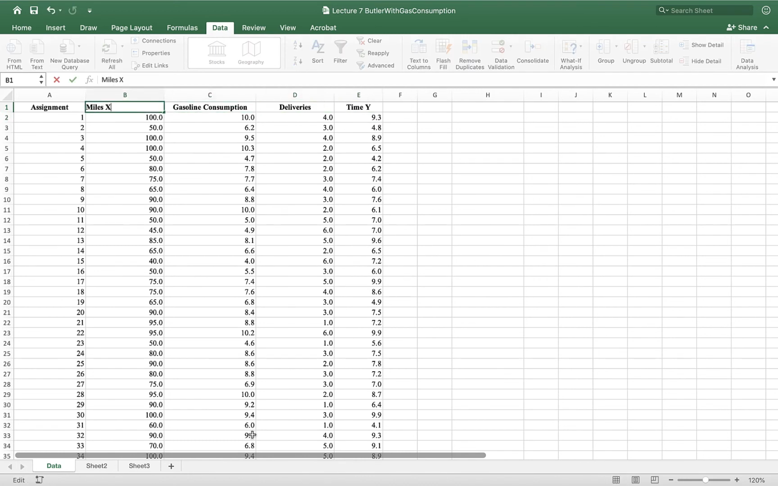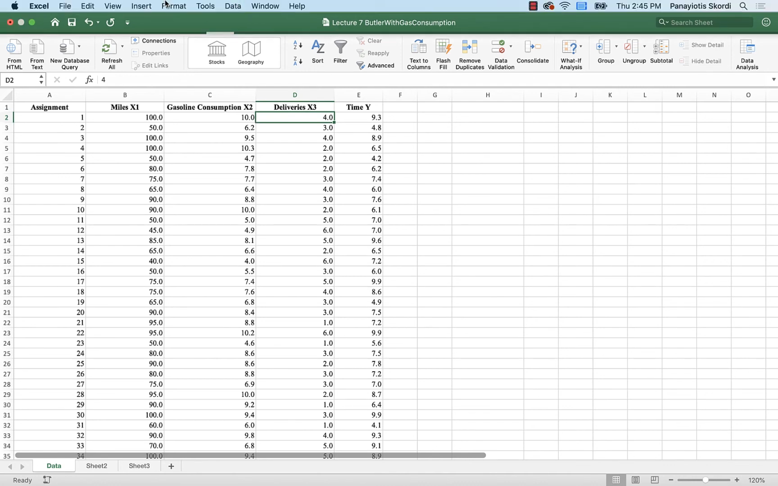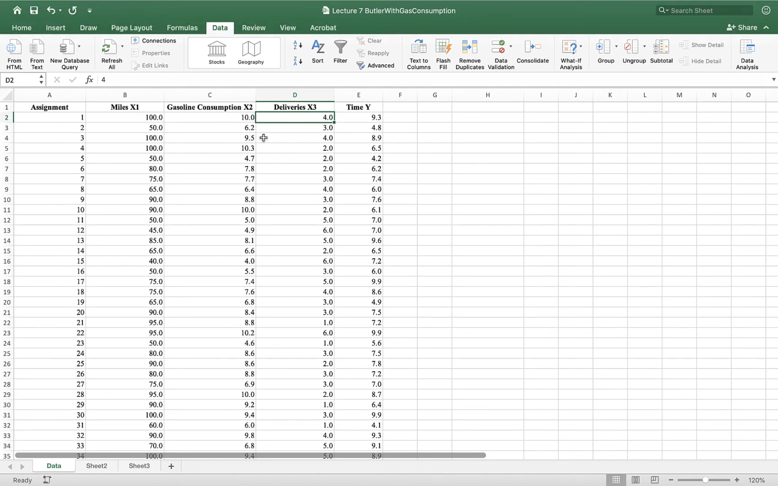So we've got x1, which is miles, and then x2 is going to be gasoline consumption, and x3, another independent variable that may drive how long it takes you to complete your assignment. We're going to call that x3, number of deliveries. As I said, we already had miles and deliveries, but we didn't have gasoline consumption. Let's have a look at the model and run a regression analysis on it.